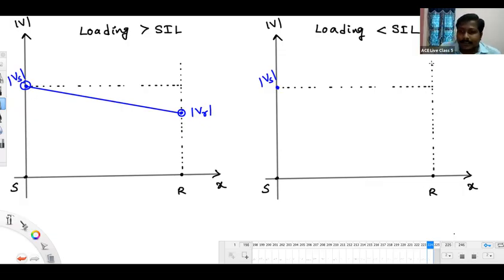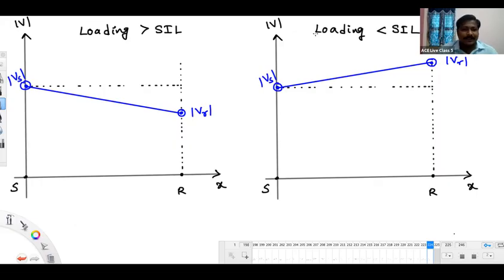And in this case, voltage is increasing starting from sending end side to receiving end side. Something like this, you can say. Voltage is increasing towards the receiving end side, starting from mod Vs to the value of mod Vs.